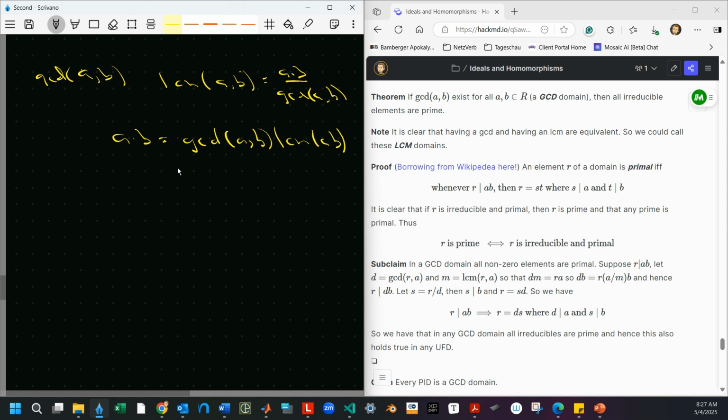Let's see, what do I want to say? Yeah, you get for free here that the least common multiple of A and B is equal to A times B up to units if and only if the GCD is a unit. So being relatively prime here wouldn't be the GCD is 1, it'd be the GCD is a unit. That's the corresponding thing here. So we're going to use this notation, and by the way, being an LCM domain would correspond to being a GCD domain, and those are equivalent.